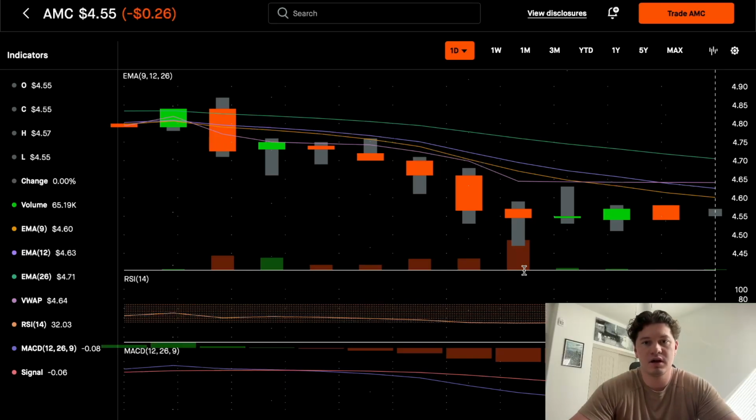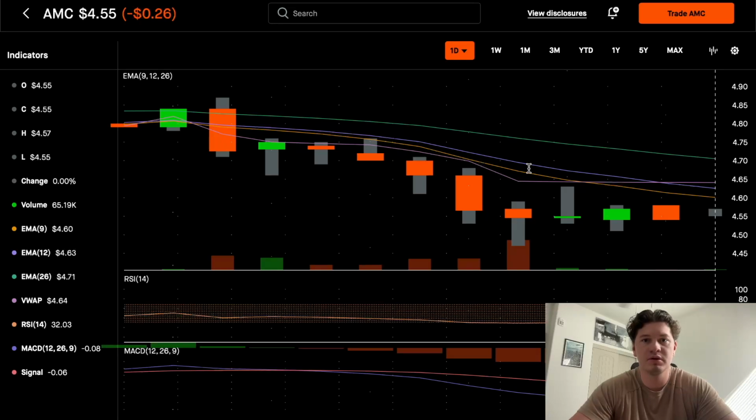Here are the key indicators that we're focused on. If you look at the left of the screen, you can see it starts off with price at 4.55, and then we can see the volume of 65,000, and we can see the EMA at 9, 12, and 26 days, and RSI, and signal, and MACD.